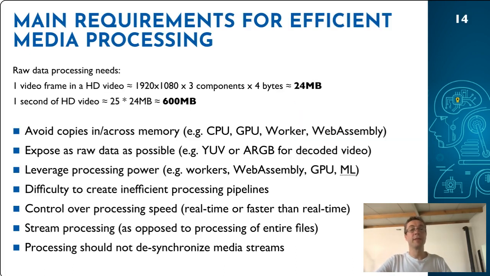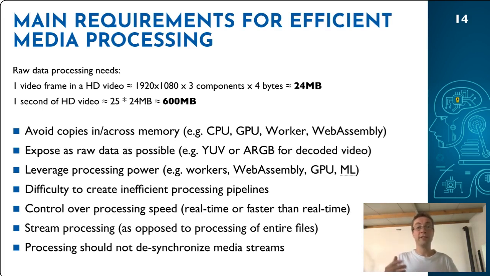Slide 14. If existing solutions are not efficient enough, what would make media processing efficient? It essentially boils down to sizes. To give you a rough idea, a single video frame in a full HD video weighs about 24 megabytes. So processing a full HD video in real time means processing about 600 megabytes of raw data per second.